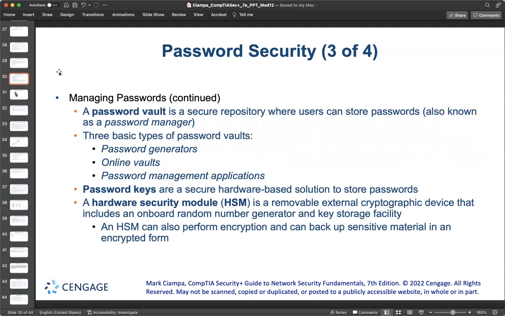The password vault is a secure repository where users can store passwords. Also, you call them password managers. You have these on most of the platforms you're using these days. On Chrome and other browsers, the browser saves your password. Also, the browser suggests a very difficult to guess password, those long passwords with a lot of characters involved. That's what a browser suggests to you because the browser can keep those, right?